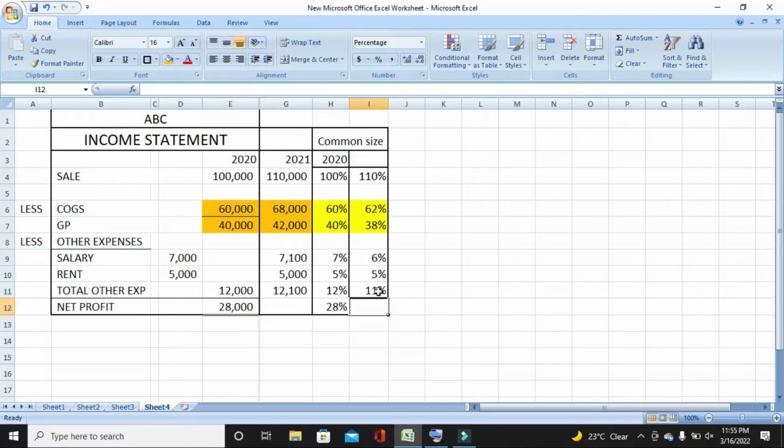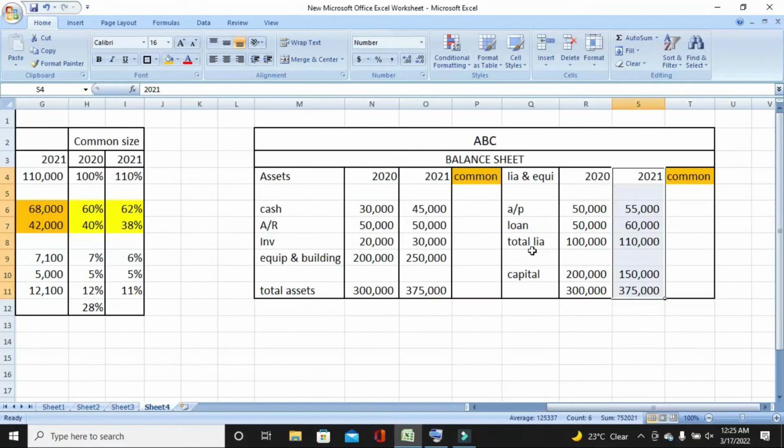So here in second year our expenses are 11% of the total sales. Although if we see it in absolute terms, our expenses increased during 2021. But in terms of percentage, our expenses declined. In terms of absolute values our expenses increased, but in terms of percentage values our expenses declined during the year. Okay guys, now we will see how to calculate common size of balance sheet.